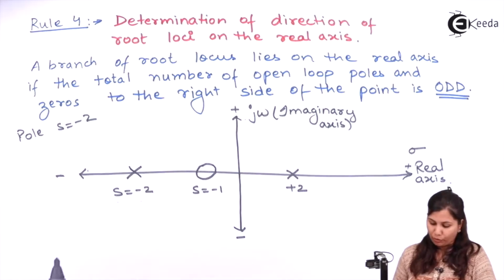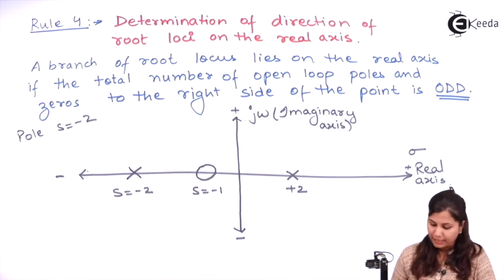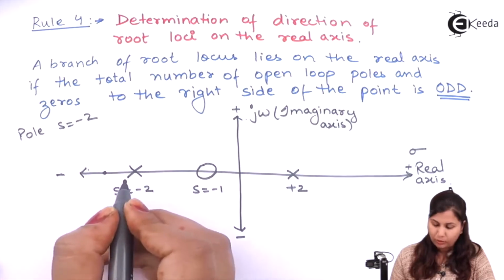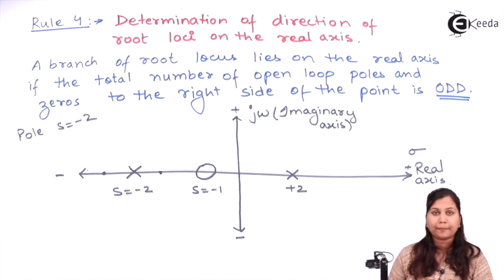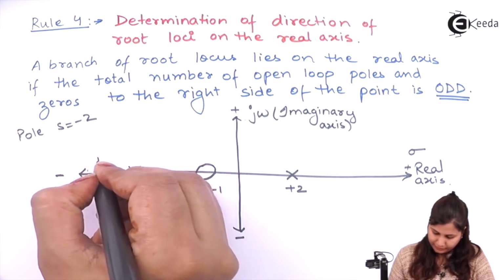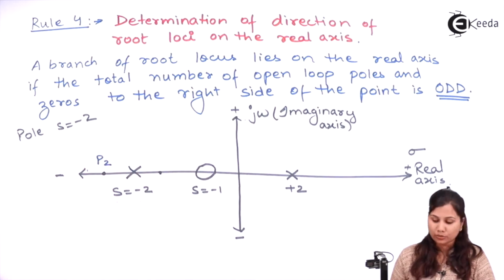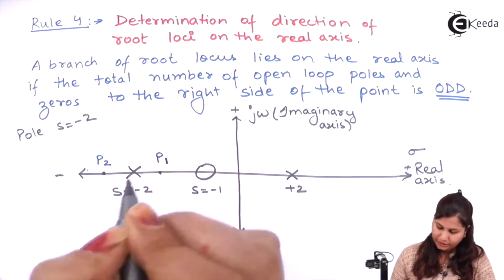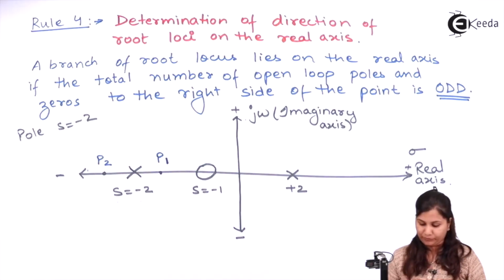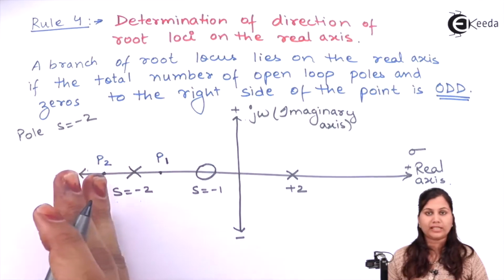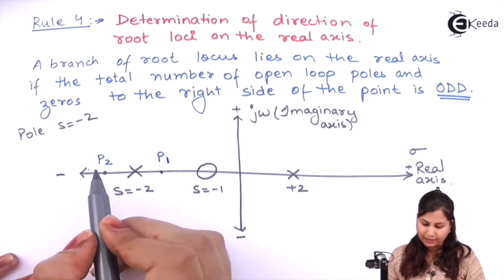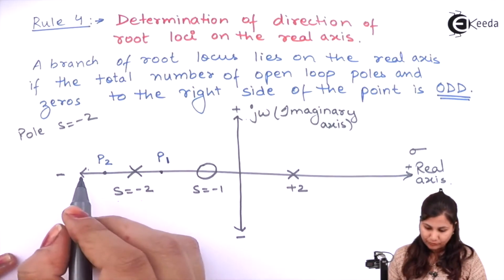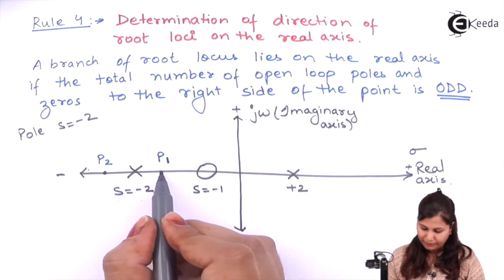Okay, so if you want to determine the direction, take 2 points, one on the left hand side and one on the right hand side. The left hand side point is denoted as P2 and the right hand side point is denoted as P1. Let's check for each of these points what will be the number of poles and zeros on the right hand side of that point, starting from point P1.